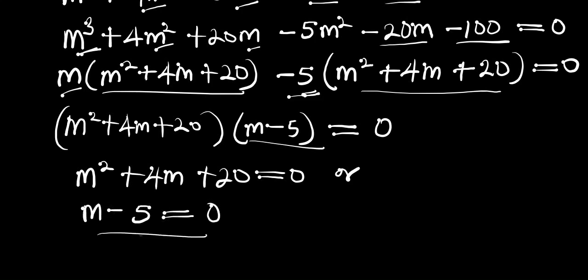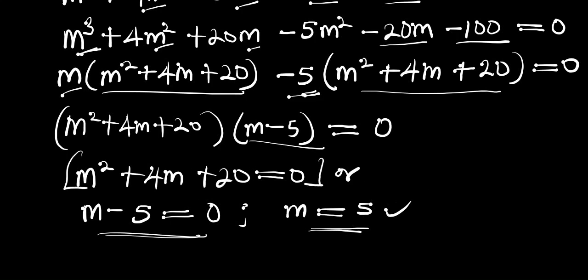Now let's start with this. Let's solve this because it looks simple. This is a linear equation. So from here we can have m equals 5. This becomes one of the solutions for m. Now let's solve this quadratic equation to find the other solutions.